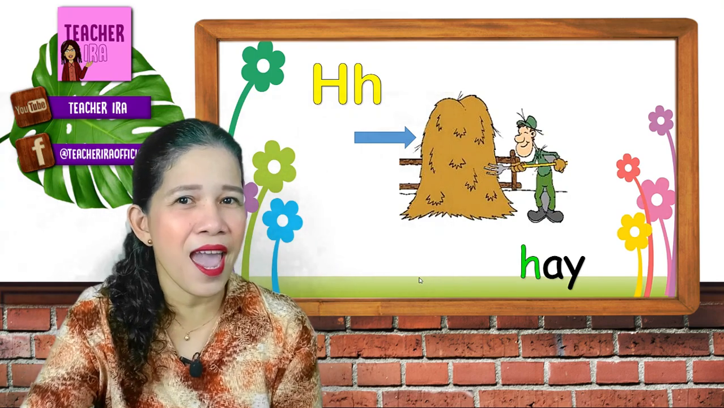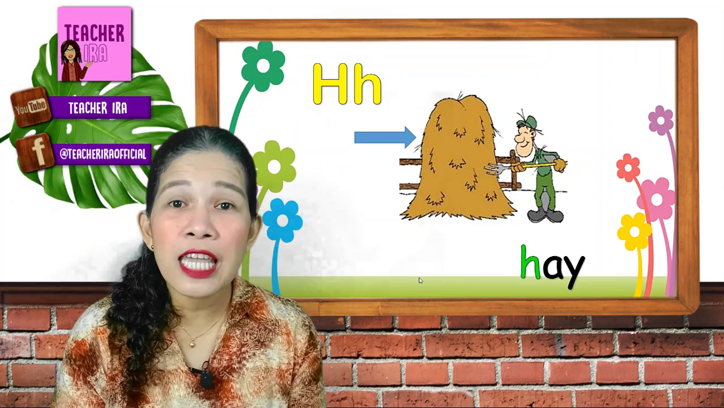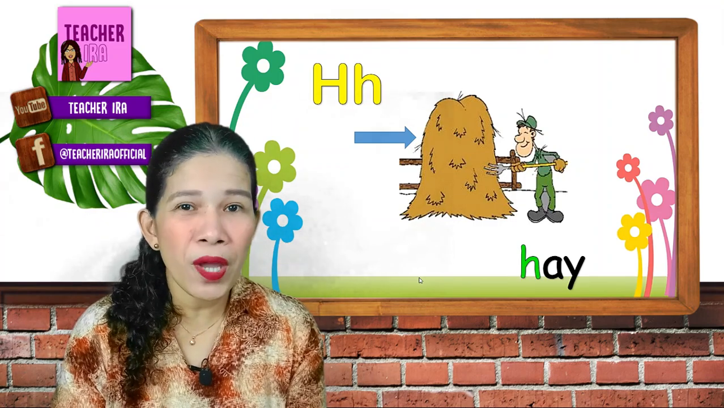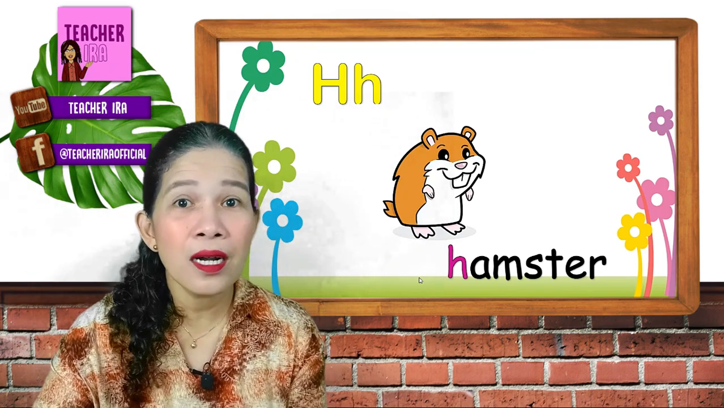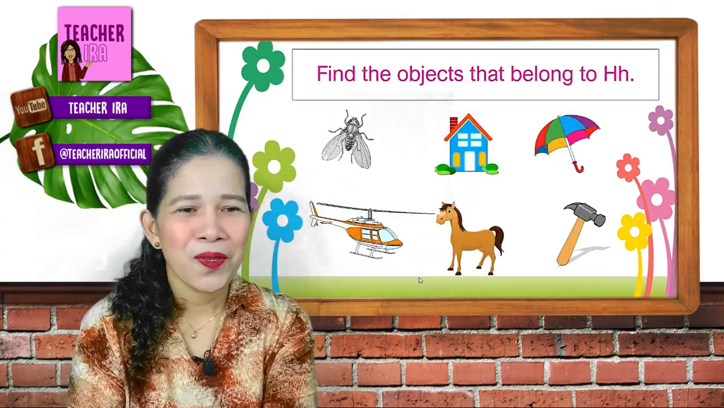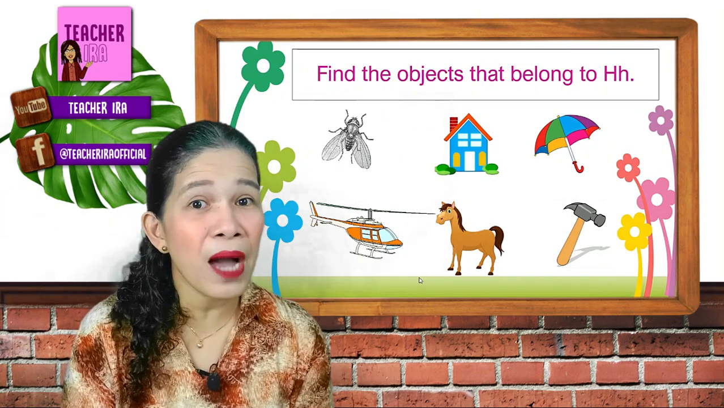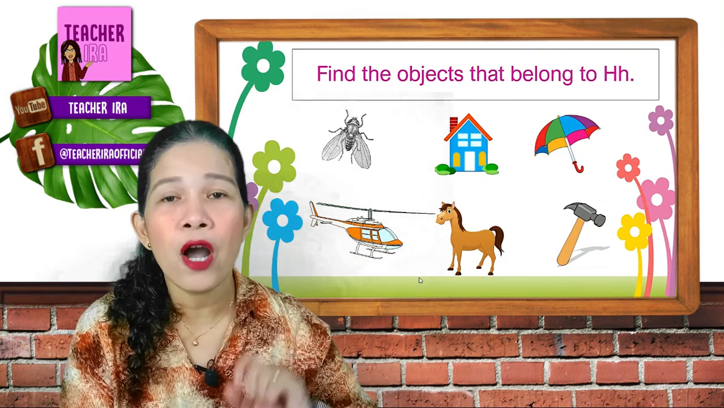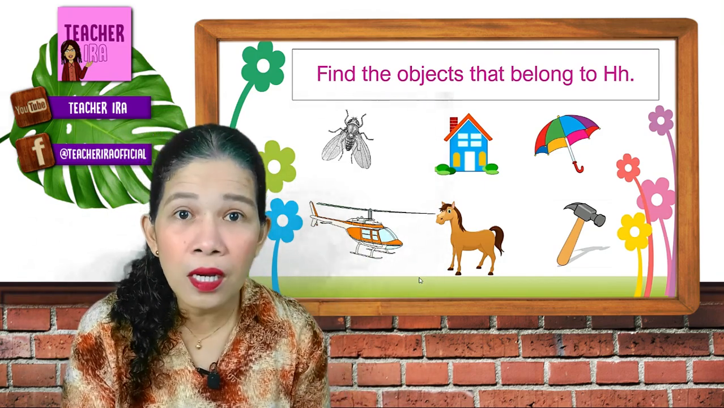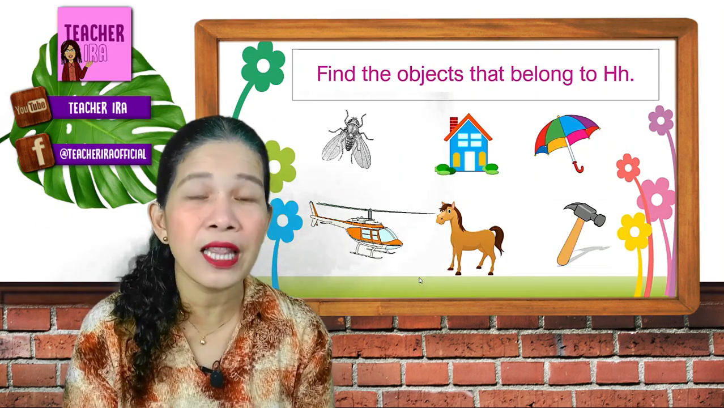You know what is a hay? Hay comes from dried leaves of rice or wheat. Next, hamster. Hamster. So those are objects with H beginning sound. This time I will have pictures and I want you to put a check on the objects with H beginning sound. All those objects that begin with letter H.